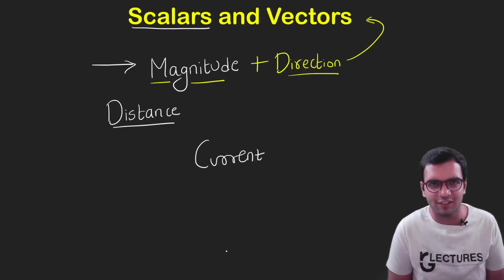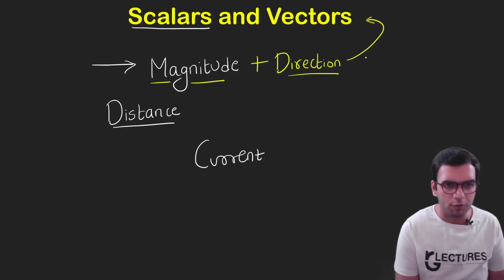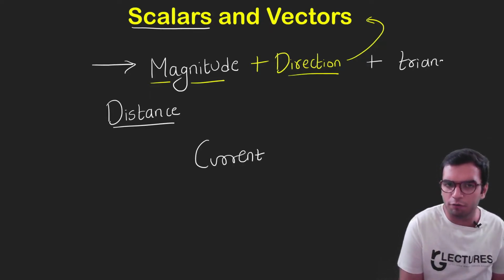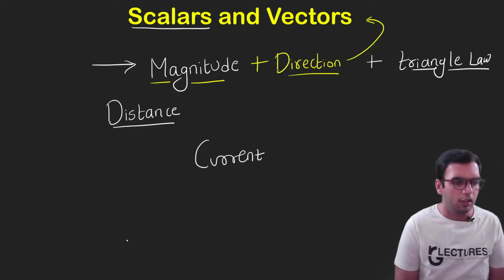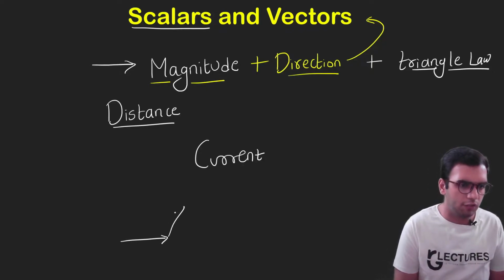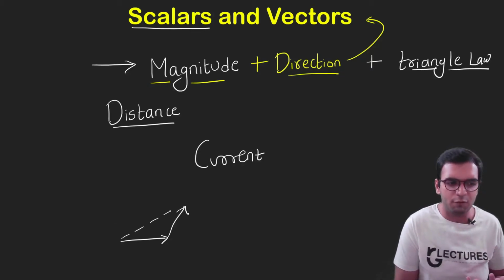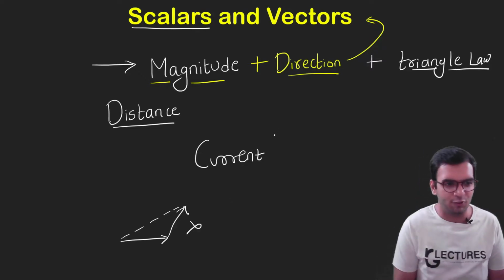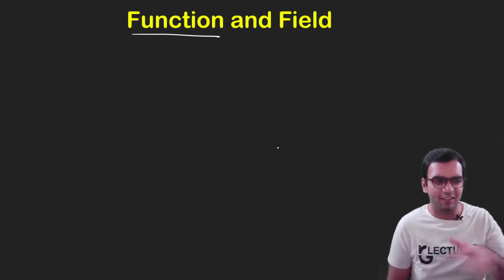Okay, so let me tell you, current is a scalar quantity because along with magnitude and direction, the physical quantity must obey the triangle law of vector addition. For example, if current goes in a wire in this direction and there is some other wire in which current goes in this direction, then I cannot say the resultant current will flow in this direction. So this is the reason current is a scalar quantity. So what is pressure? Think about it. Okay, that is an assignment to you.